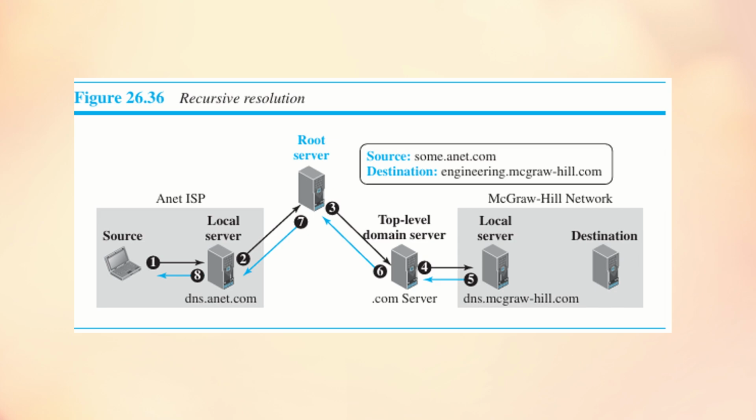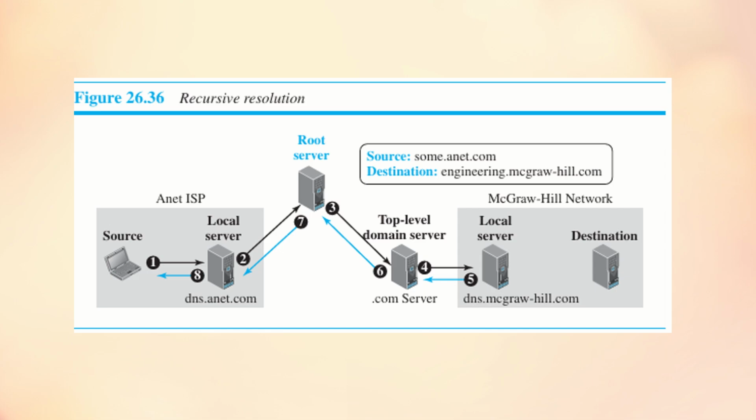We assume that this server does not know the name address mapping of this specific destination, but it knows the IP address of the local DNS server in the McGraw-Hill company, that is dns.mcgrawhill.com. The query is sent to this server. I hope you are pointing out the events with the numbers of the events that are given there.